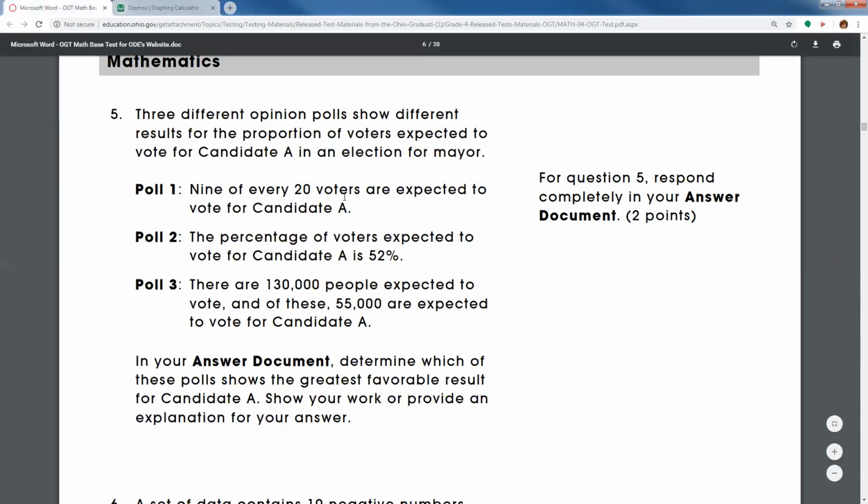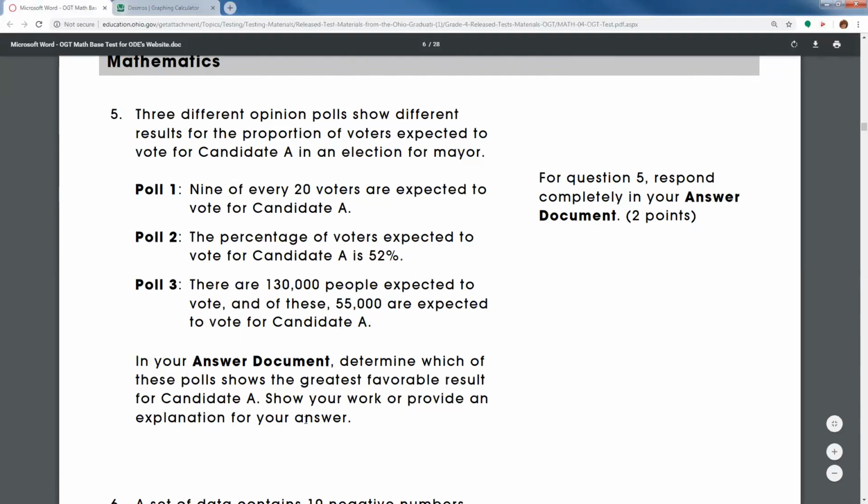Okay. So 3 different opinion polls showed different results for the proportion of voters expected to vote for candidate A in an election for mayor. And then it gives you information about each poll. 9 out of every 20 voters are expected to vote for candidate A. The percentage of voters expected to vote for candidate A is 52%. There are 135,000 people expected to vote, and of these, 55,000 are expected to vote for candidate A.